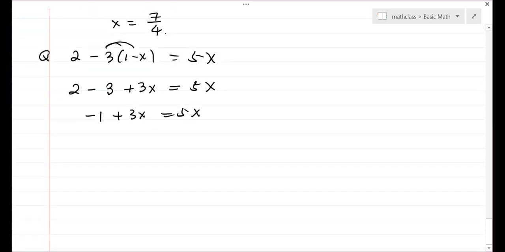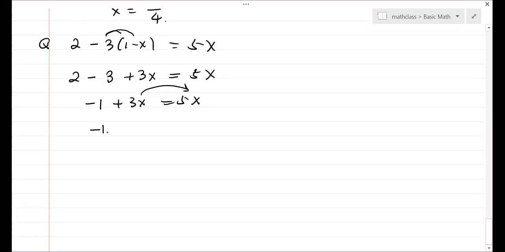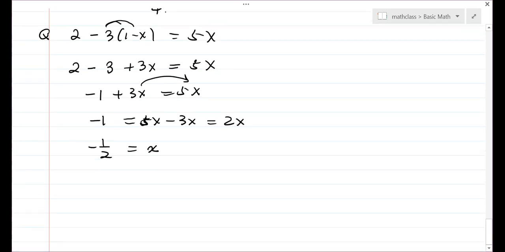Now, in this case, to save time, I move 3x over to the right-hand side. Otherwise, I have to move negative 1 to the right-hand side and move 5x. That's just too many steps. So the best way to do it is just move 3x to the right-hand side. Then you get 5x minus 3x, and 5 minus 3 is 2, so you get 2x. Then you divide both sides by 2. So it's negative 1/2 equals x. So this is the answer.